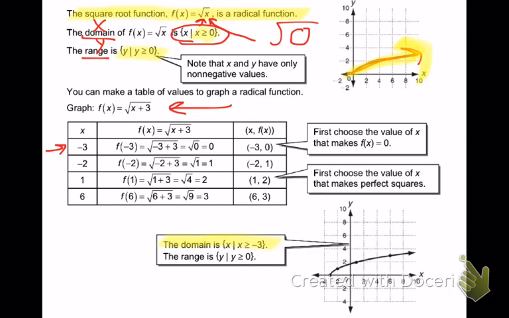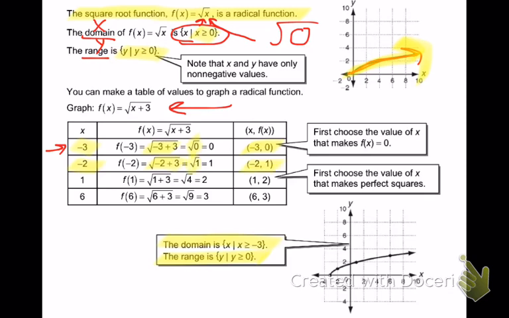When I plug it in and work it out, negative 3 plus 3 is 0. I don't get a negative radical. It comes out to be 0. When I plug negative 3 in, I get 0 back out. That gets me my domain and range. Now, focus here. We did negative 3. Negative 3, we got 0. Square root of 0 got me the point negative 3, 0. Next, I went to negative 2. Plug negative 2 in. Negative 2 plus 3 is 1. Square root of 1 is 1, so the point is negative 2, 1.